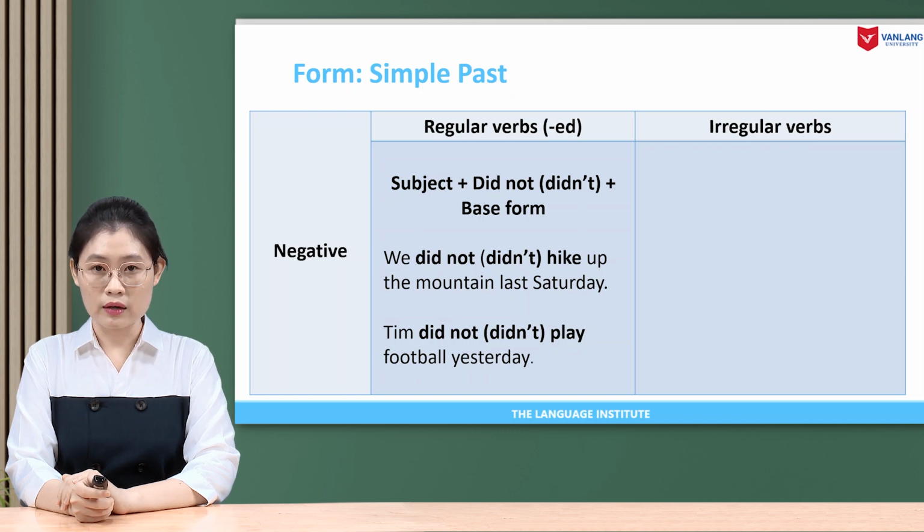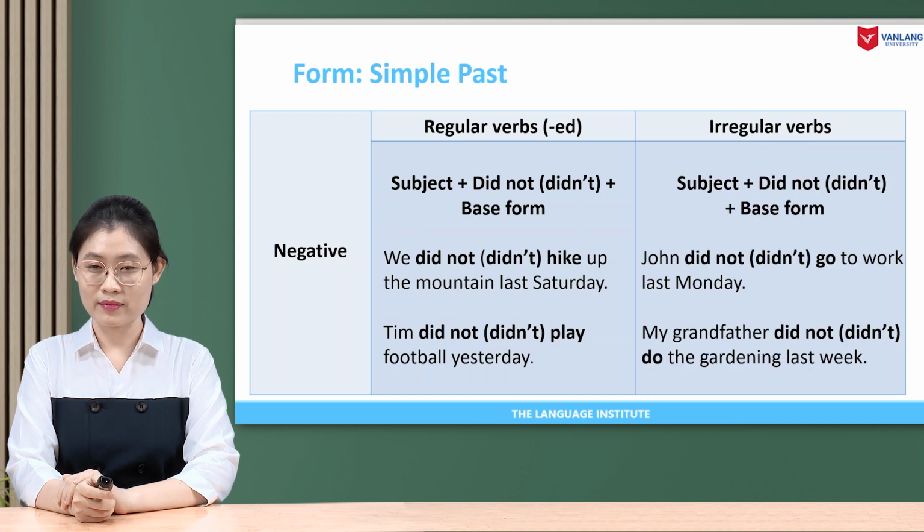Tim did not or Tim didn't play football yesterday. How about irregular verbs? For irregular verbs, you can see that the structure is similar. First, we put the subject at the beginning of the sentence. Then, we put the auxiliary verb with not, did not or didn't. And after that, you put the base form of the verb.